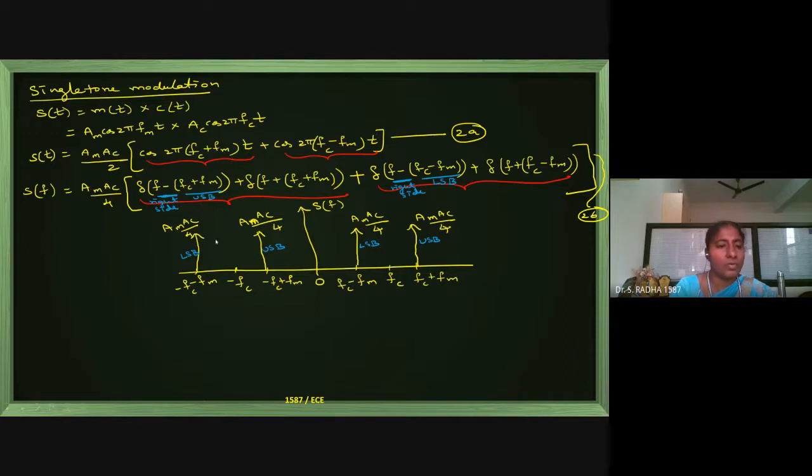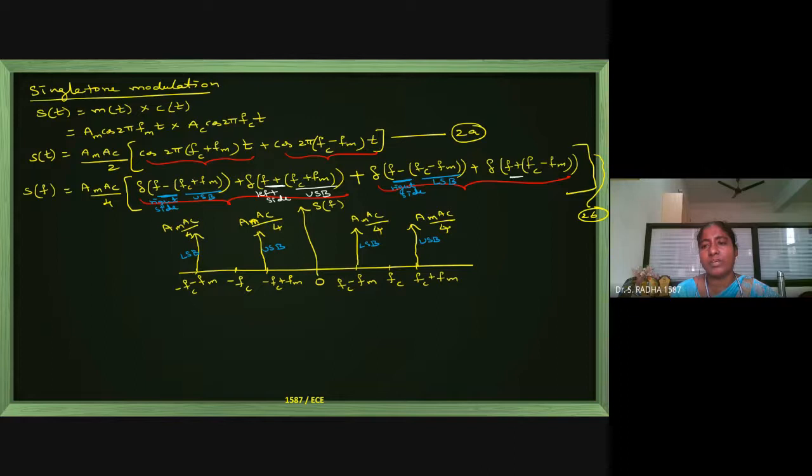Now I will go with the other two. Plus means it is left side. Plus means the pillar is shifted to the left side with respect to origin. On the left side we have one USB and one LSB. fc plus fm is the frequency you can see, and this is the USB component.